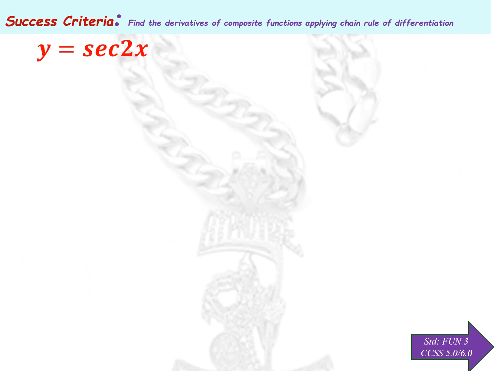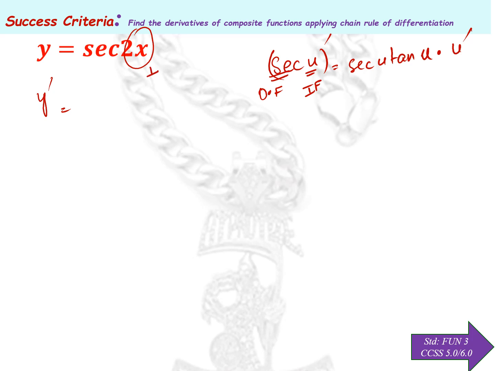Okay, now let's try to solve this question, y prime. First of all, understand what the derivative of secant u is. U is the inner function, and secant is the outer function. So the derivative of secant u is secant u, tan u, and then the derivative of the inner function. Now here the inner function is our 2x, which means this u is actually 2x. So secant 2x, what will we write?